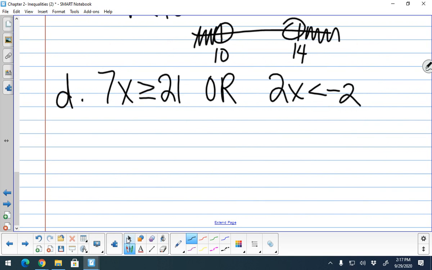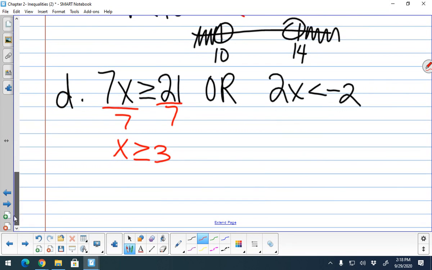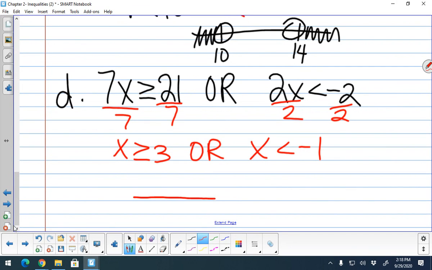All right, taking a look at this other one. Divide by 7, divide by 7, so x is greater than or equal to 3. Can't forget the or. Forget the or, it implies and. So x is less than negative 1. Double check on your number line that negative 1 is to your left and 3 is to your right. Open dot or closed dot for negative 1? Open dot or closed dot for 3?